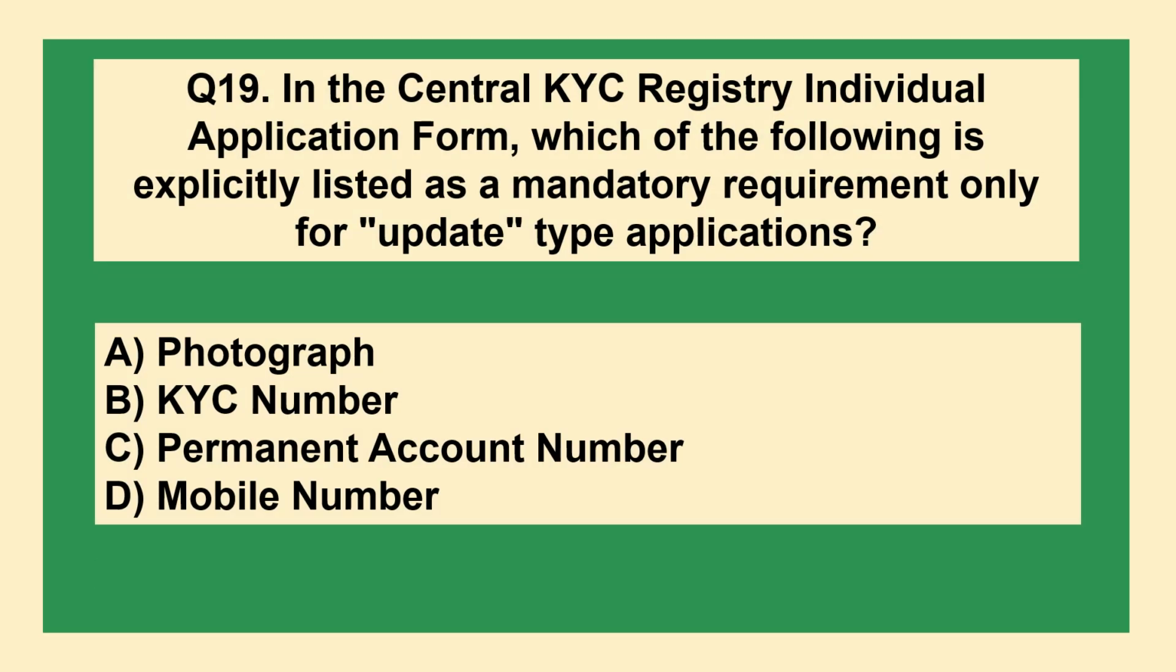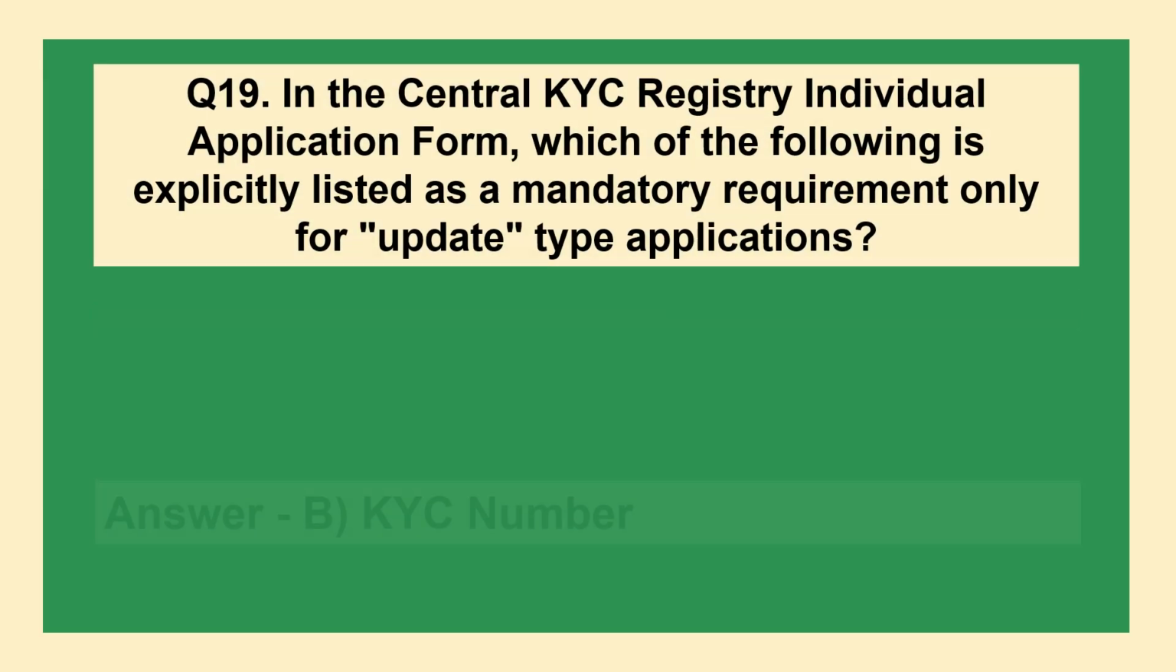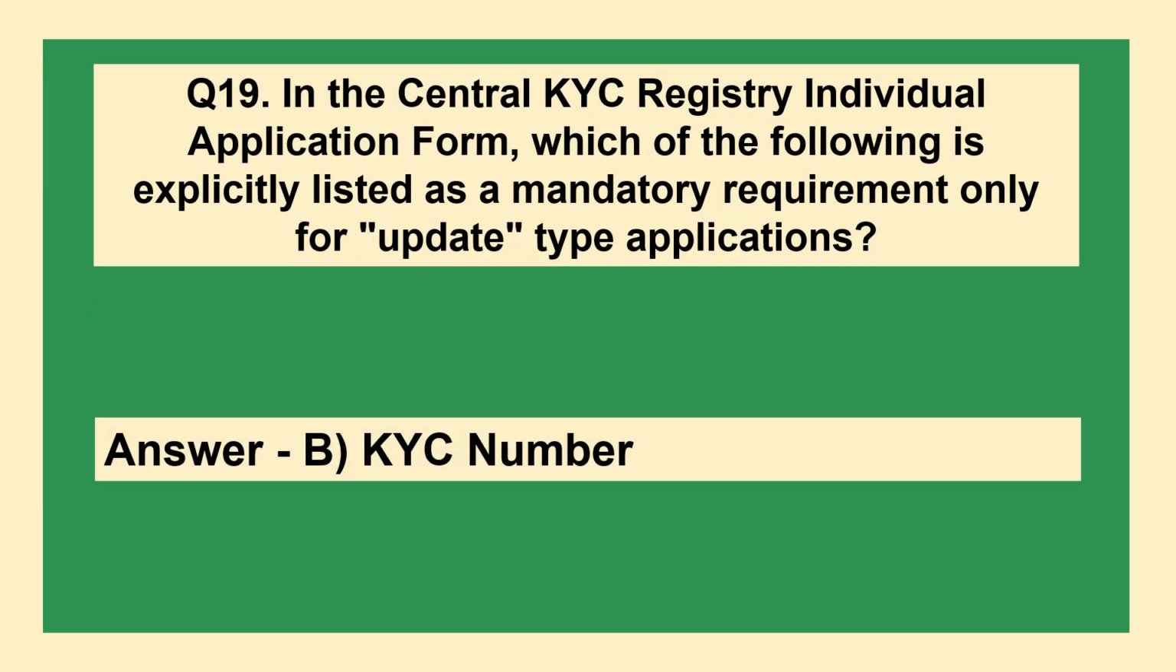Question. In the Central KYC registry individual application form, which of the following is explicitly listed as a mandatory requirement only for update type applications? Option A, photograph. Option B, KYC number. Option C, permanent account number. Option D, mobile number. Correct answer is option B, KYC number.